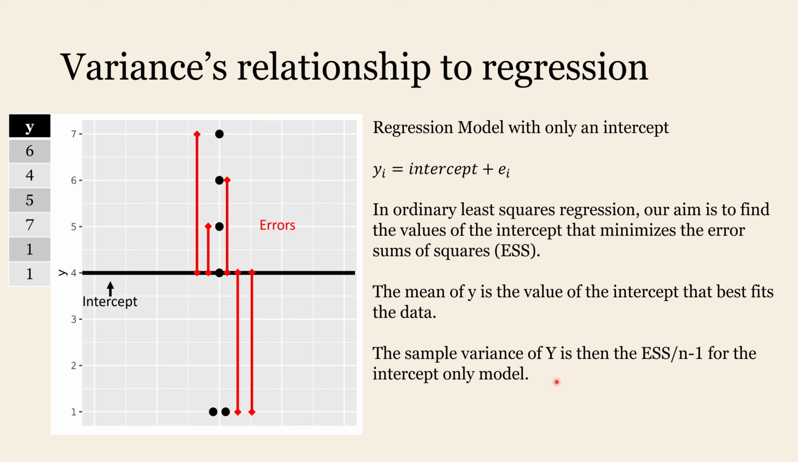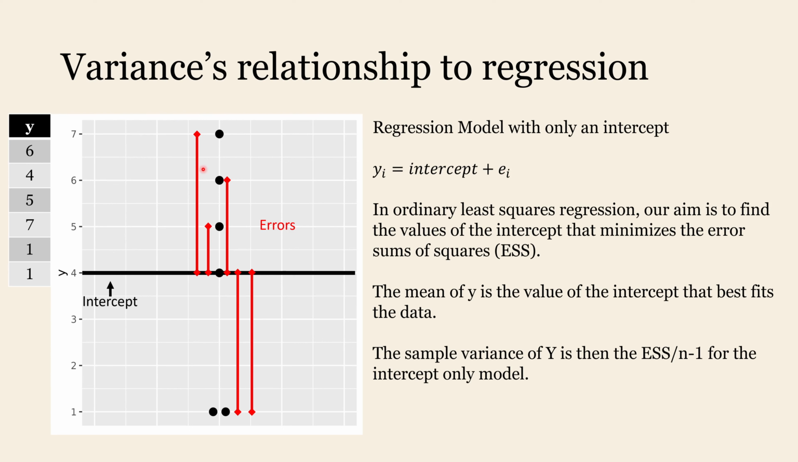If you've watched my previous video on regression, this procedure for working out the variance should be vaguely familiar to the procedure we use to work out the error sums of squares. Let's say we fit an ordinary least squares regression model to the outcome y, but we don't have any predictor variables other than the intercept. Our formula would then look a bit like this. On the left, we have our outcome y, and this is equal to an intercept, which is a fixed constant, plus some random error. In ordinary least squares regression, our aim is to find the value of the intercept that minimizes the error sums of squares.